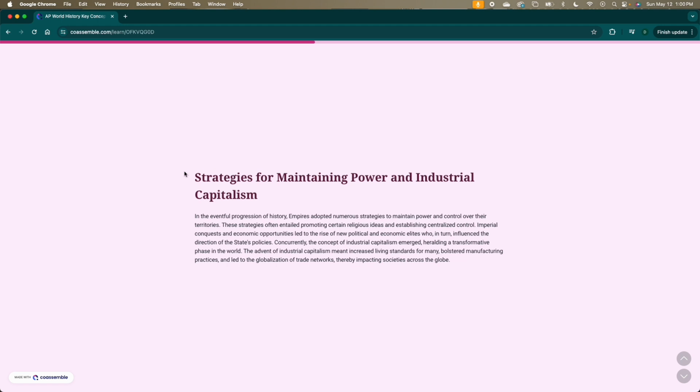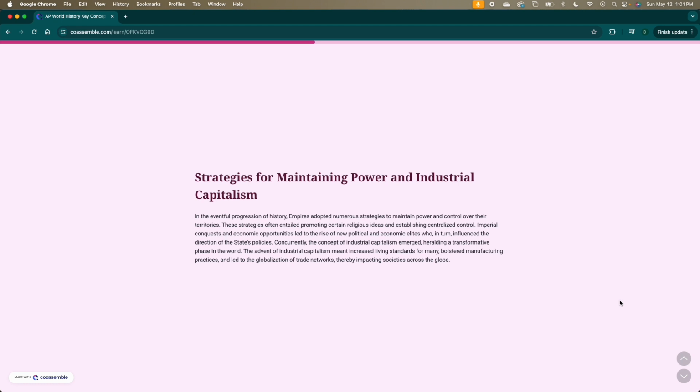All right, next up, strategies for maintaining power and industrial capitalism. In the eventful progression of history, empires adopted numerous strategies to maintain power and control over their territories. These strategies often entailed promoting certain religious ideas and establishing centralized control. Imperial conquests and economic opportunities led to the rise of new political and economic elites who, in turn, influenced the direction of the state's policies.